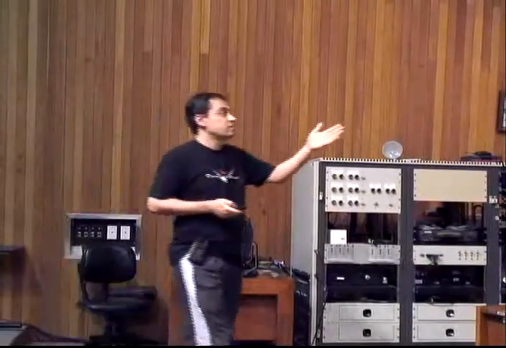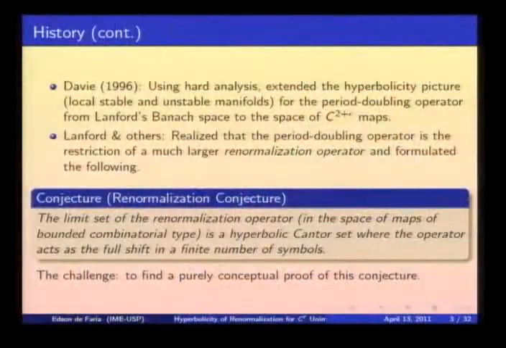Okay, so the challenge is to find a purely conceptual proof of this conjecture. This was the challenge. And for obvious reasons. I mean, you can no longer expect to do this sort of numerical thing that Lanford had done for the fixed point, because now you have uncountably many points to worry about. You have a whole attractor, and life is too short. So what are the major conceptual breakthroughs in this area?